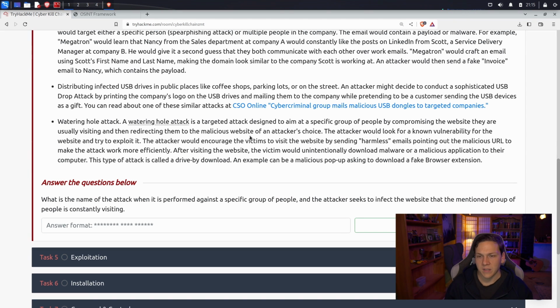After visiting the website, the victim would unintentionally download malware or a malicious application to their computer. This type of attack is called a drive-by download. An example can be a malicious pop-up asking to download a fake browser extension.